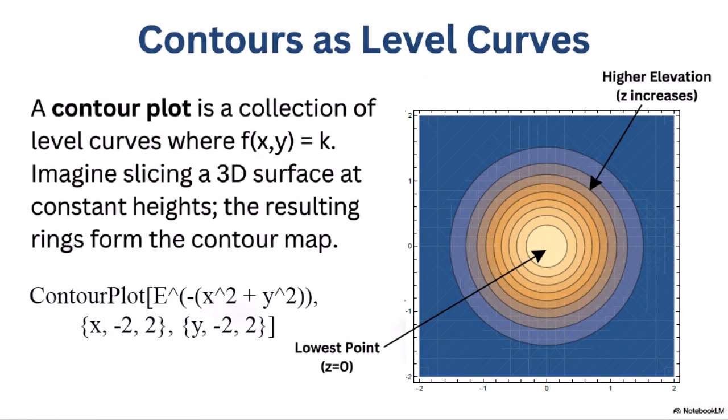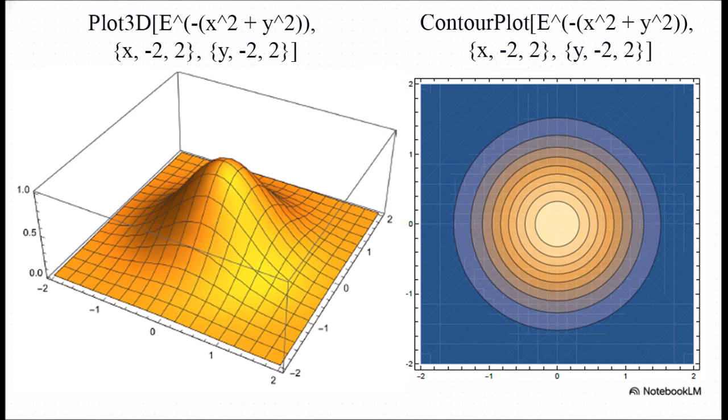But wait, there's more. This ContourPlot command has another super useful trick up its sleeve. It can actually take a 3D surface and create a 2D map of it. Remember that beautiful 3D bell curve we made earlier? Well, there it is on the left. And on the right, that's its contour plot.